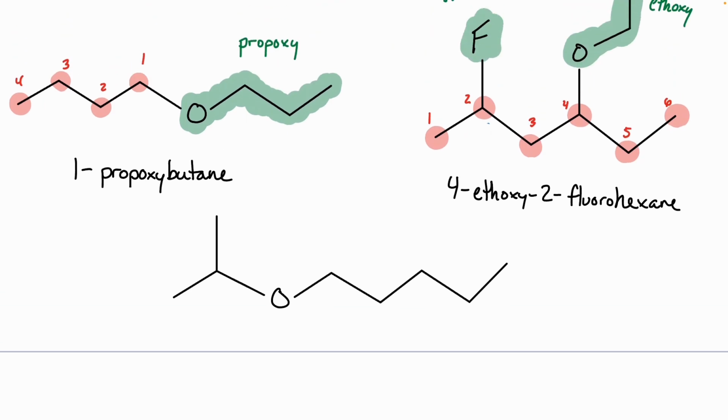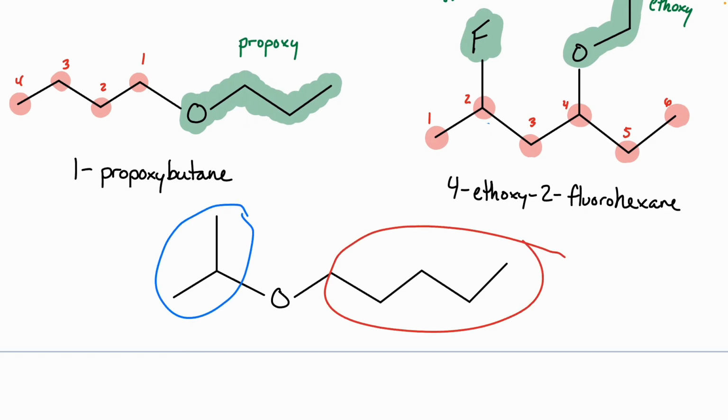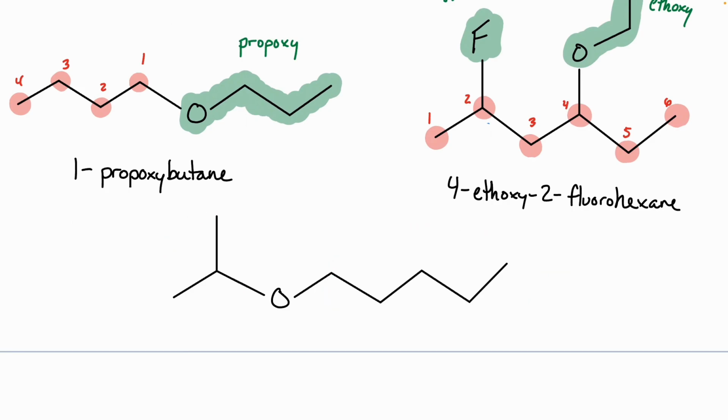Okay, and so here we had this extra substituent, this fluoro group, on my parent chain. If we look at this one though, we have a little bit of a unique situation. So first of all, what's going to be my parent chain, the blue or the red? The red, the longer continuous set of carbons. So then how do I deal with this branch point here in my ether substituent?